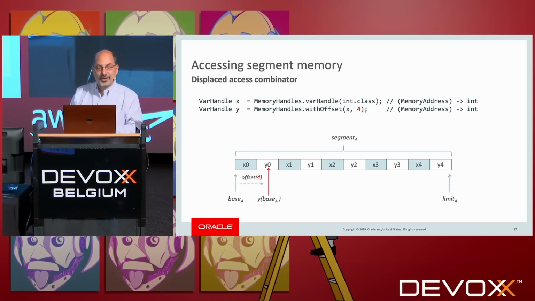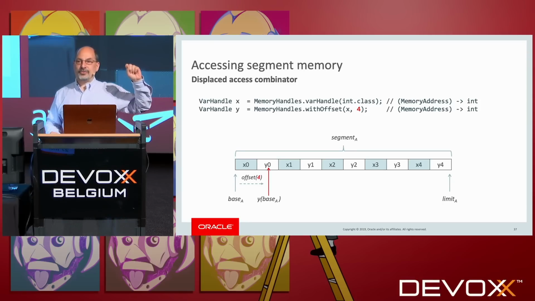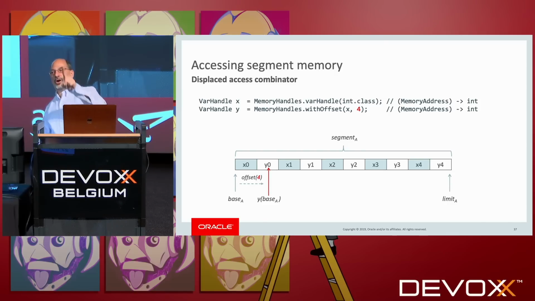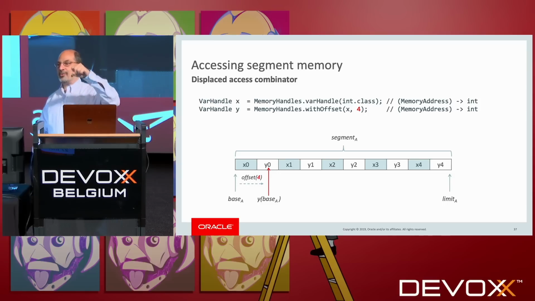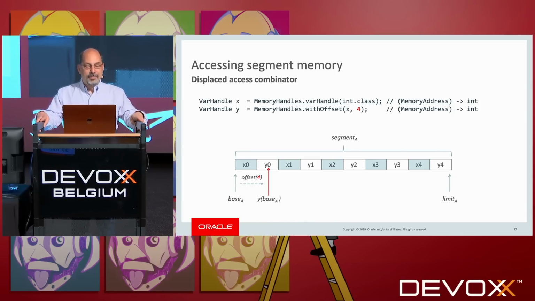I can use that to derive another var handle where I say, okay, you have a memory access var handle. Give me a new memory access var handle, but at an offset of 4 bytes. So I'm going to pass you in a memory address, and you're going to add this offset to it and then dereference the address I passed in plus this offset, right? So the first one, if I passed it the memory address of the base of the segment, I would read that first X. And on the second one, I pass in the memory address of the base of the segment, and it would read me that first Y.